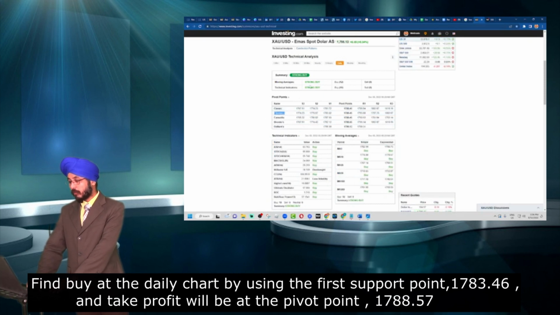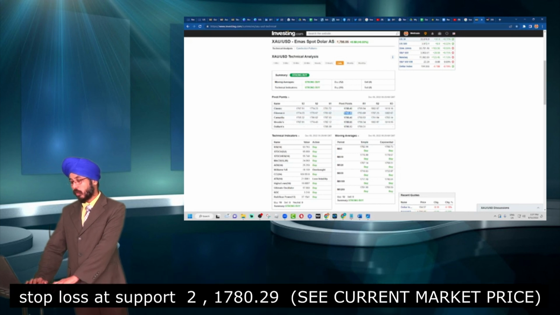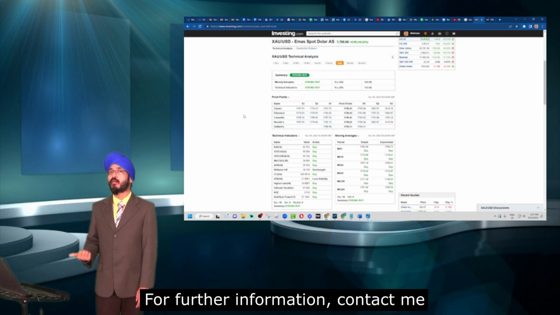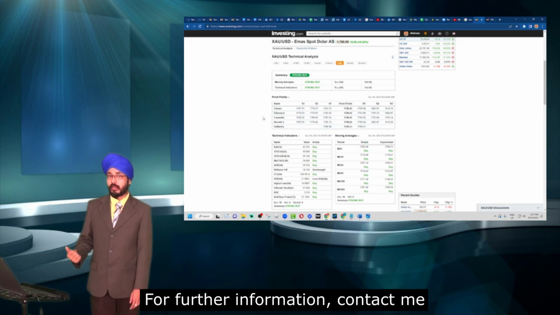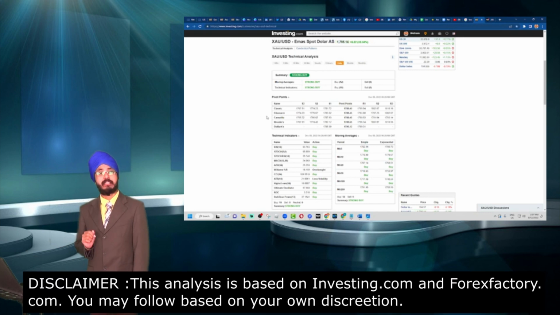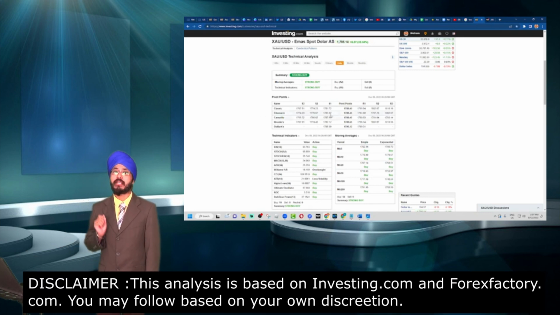If we look at the buy, at the daily we have 3 support points. We can place our entry at 1783.46 for our support point, and we can take profit at our pivot point, which would be 1788.57, and we can place our stop loss at 1780.29. This is one of the ways that we can earn profit, and this technique has an 80 to 85% chance of winning in the market.